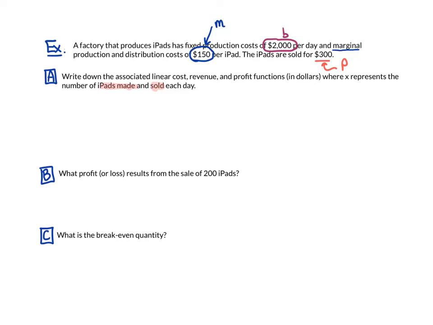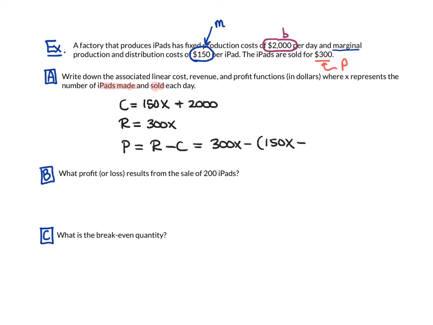So let's go right ahead. Our cost, C, is a function. It's going to have variable costs of M, which is 150, times the number of iPads I sell, plus B, which is 2,000. So there's my cost. My revenue is just P, the price that we sell the iPads for, times the number that I sell, which is X, and my profit is revenue minus cost. Revenue is 300X, and cost is 150X plus 2,000.